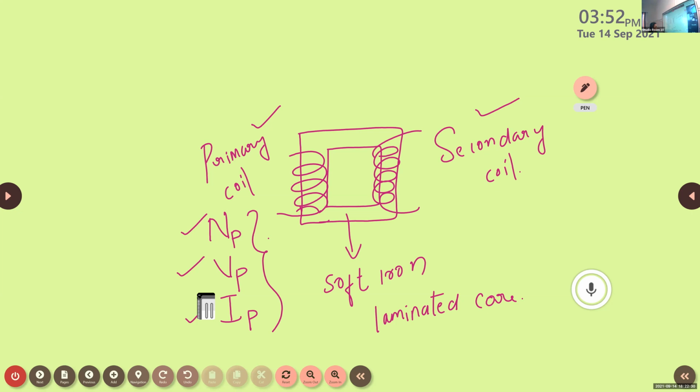Similarly, the number of turns of the secondary coil is taken as NS. The corresponding voltage or potential is taken as VS. And the current generated in the secondary coil is taken as IS.